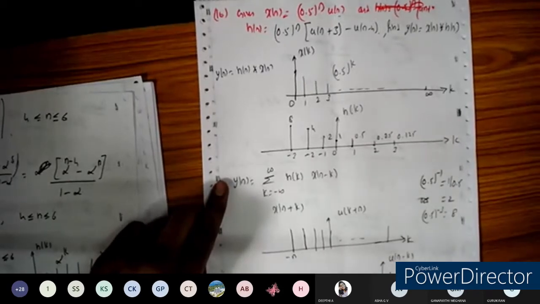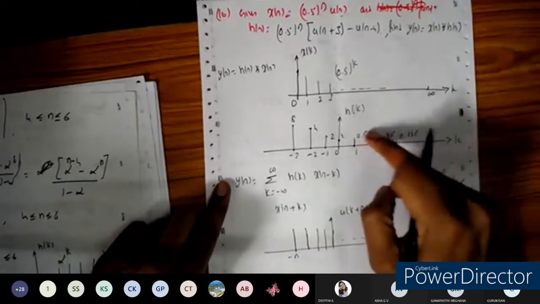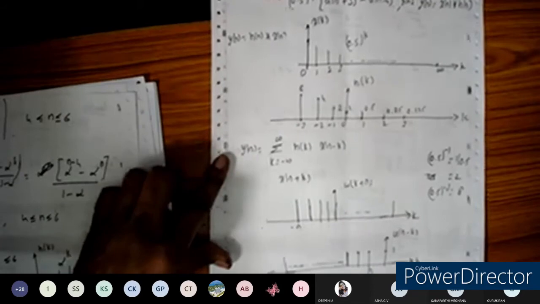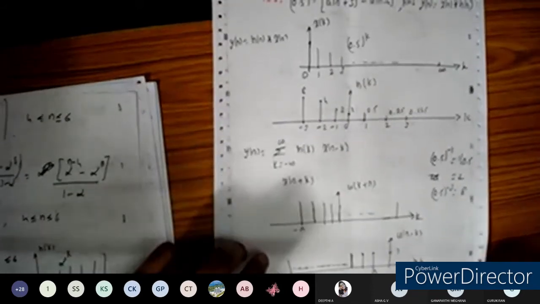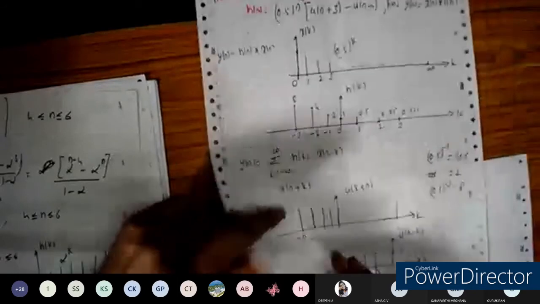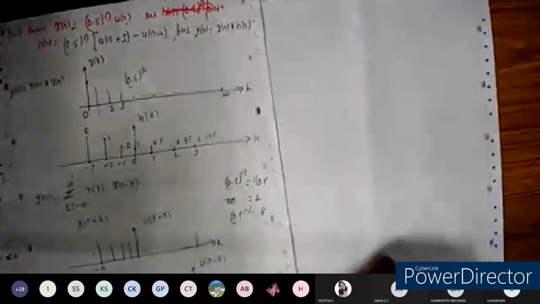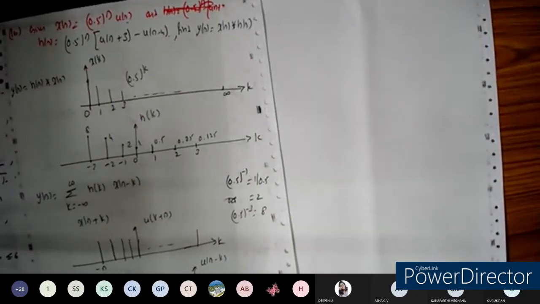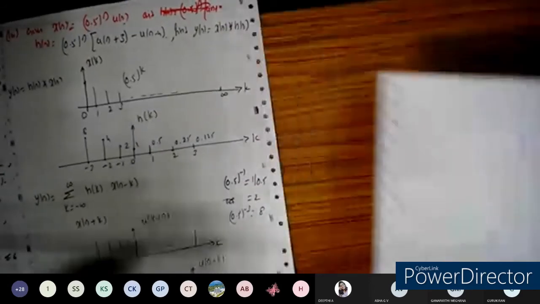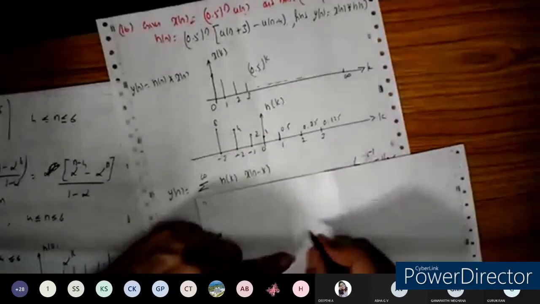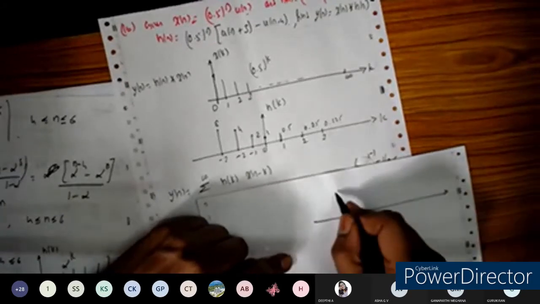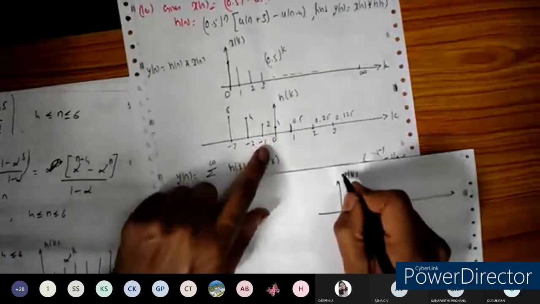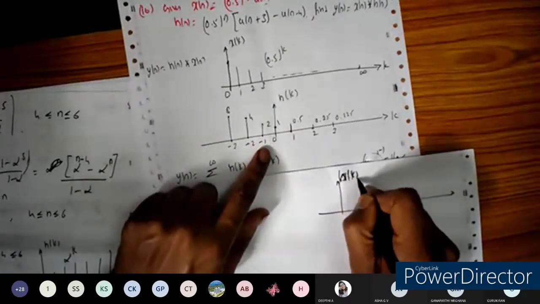Then we got u of n minus k, and we got h of k here. Now based on this, I'm going to take the product. We are going to take values of n and evaluate the sequences here. Okay, so let me write the waveforms of these two quantities. Sorry, I'm writing the waveform for h of k first. H of k.